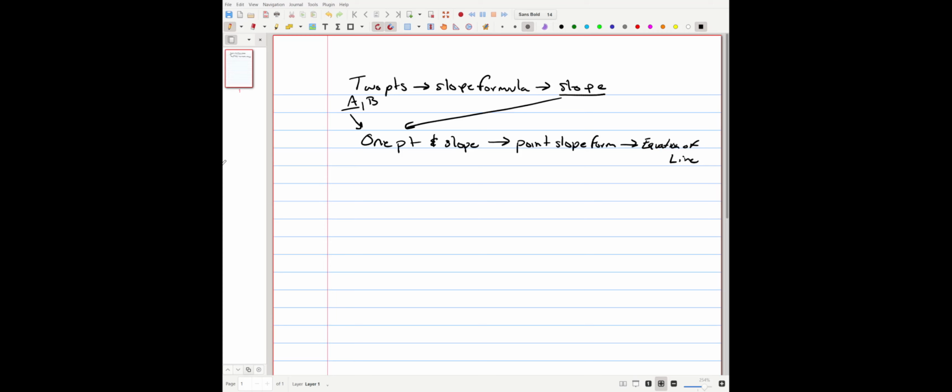So the longest problem that they can give you is just giving you 2 points and making you find the slope so that you can use point slope form having 1 point and the slope. Hopefully that makes sense, and we'll cut the video there.